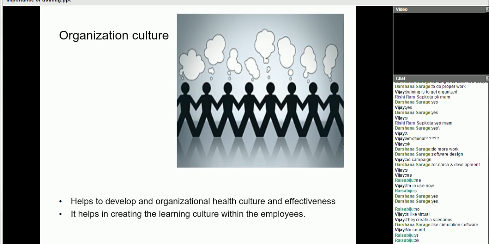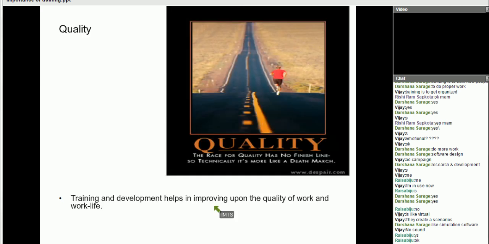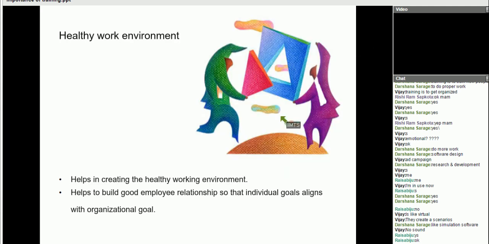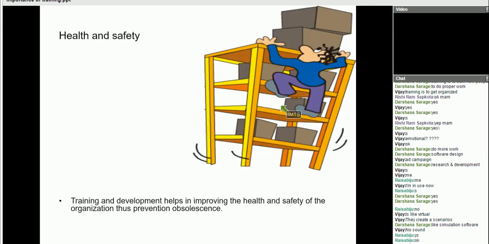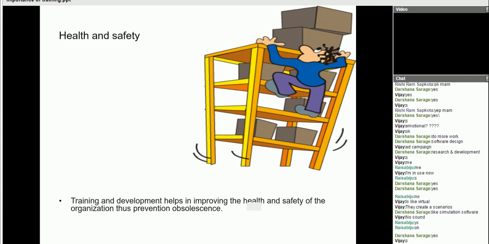Then organization culture helps to develop an organizational health culture and effectiveness. It helps in creating the learning culture within the employees. Then quality, the training and development helps in improving upon the quality of work and work life. Healthy work environment is there. Health and safety, it improves the health and safety of the organization, thus prevention of obsolescence. You understand obsolescence, everybody? You understand the meaning of that word? Okay.